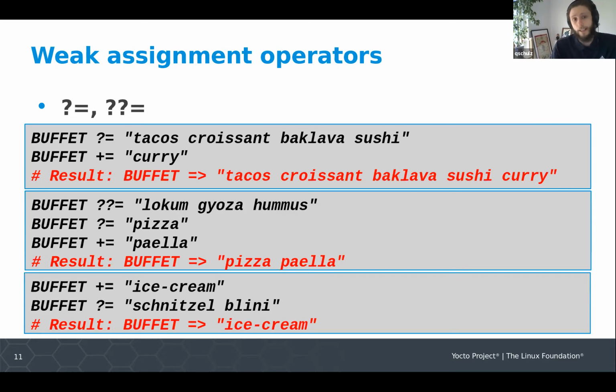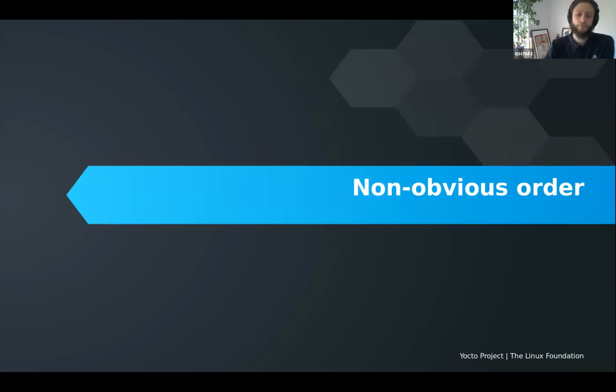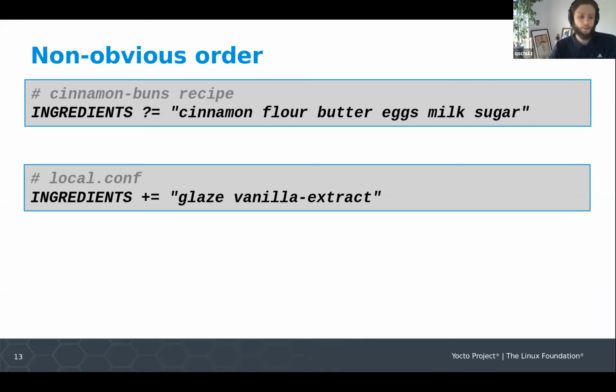All right, so this is quite an obvious order issue, and it's pretty straightforward to see it happen. But then you also have non-obvious orders, and this happens within Bitbake because of how the metadata is organized. You have recipes, but you also have configuration files. And let's say in that example, I want to bake some cinnamon buns, right? And in the recipe, you have cinnamon, flour, butter, eggs, and milk and sugar as ingredients.